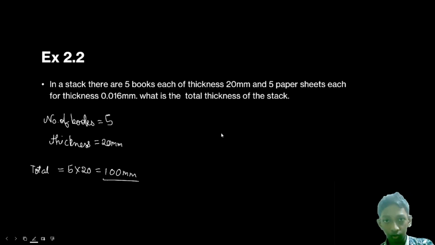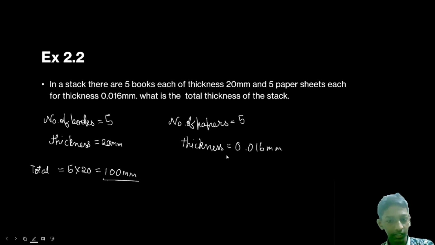Now let's move to the papers. Let's note down how many papers there are. The number of papers is 5. The thickness of each paper is 0.016 millimeter. There are 5 papers, so the total thickness of the papers will be the number of papers into the thickness of each paper. So this will be 5 into 0.016.